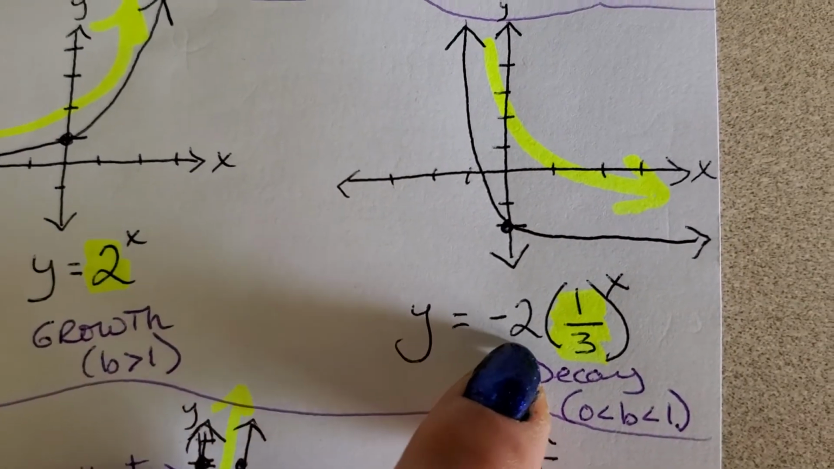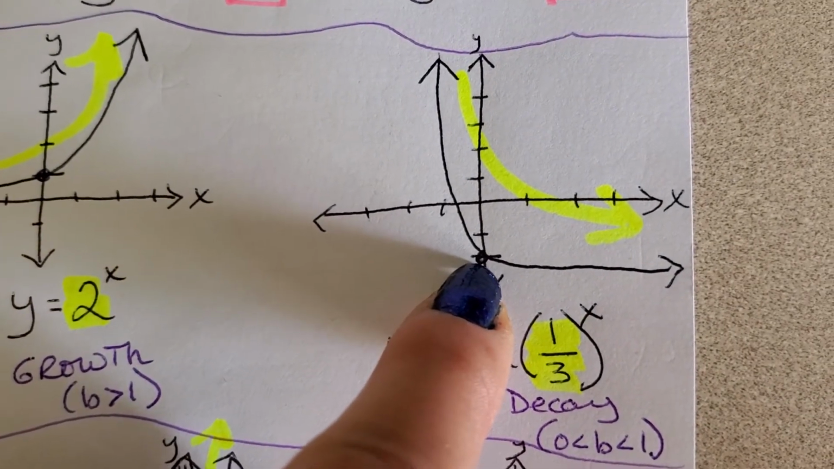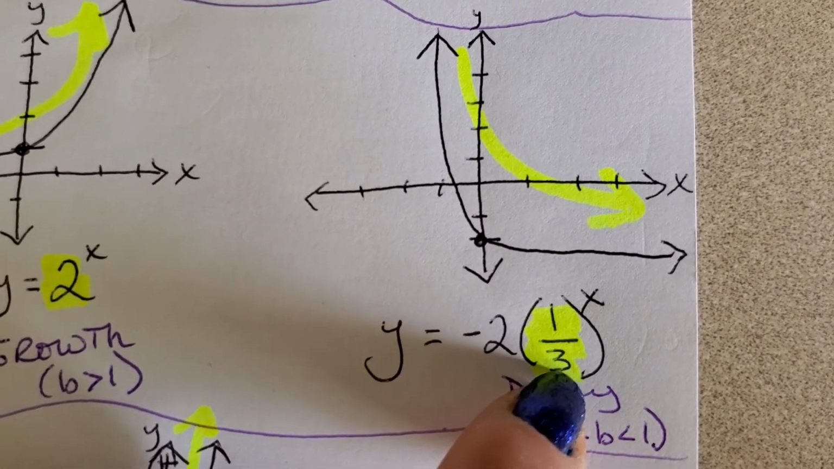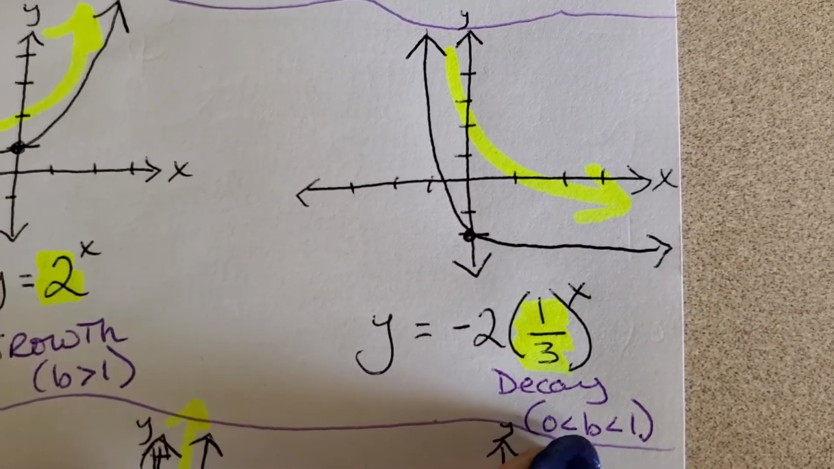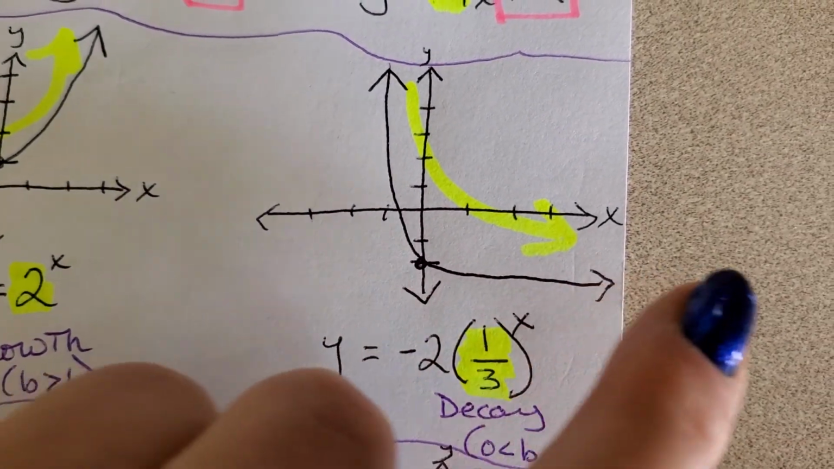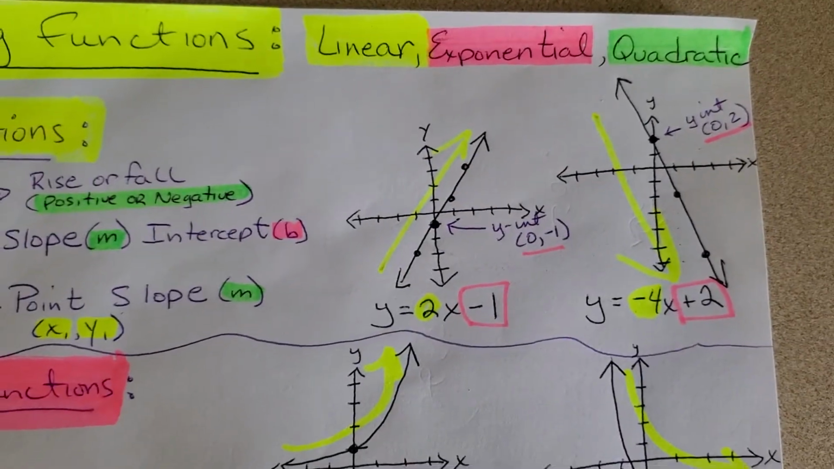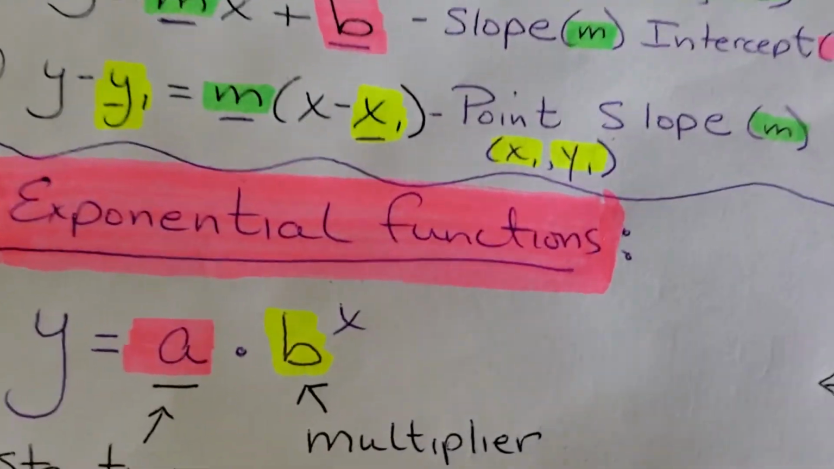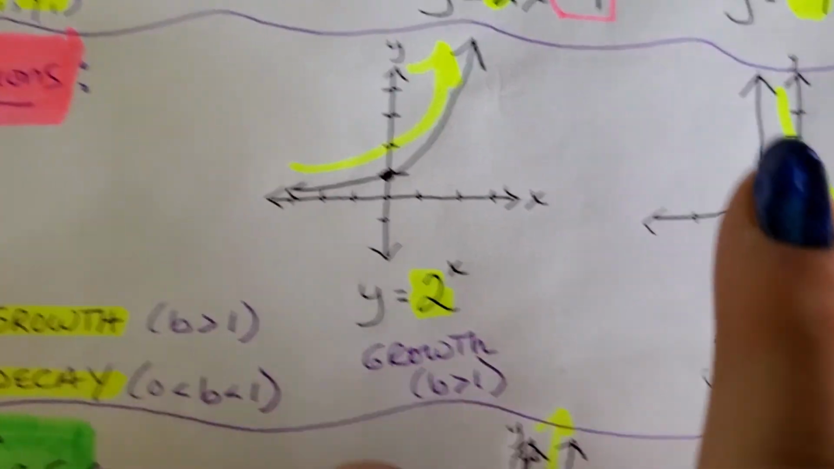Now in this case you can see my a value is a -2. That means my y-intercept point is at the -2, and my b or my multiplier is between 0 and 1, right? 1/3 is between 0 and 1. So this is a decay function. So it starts high, drops low, and evens out, okay? So that's the difference between linear, straight lines, and exponential, okay? In exponential, the variable is in the exponent, and it's either a growth or a decay.